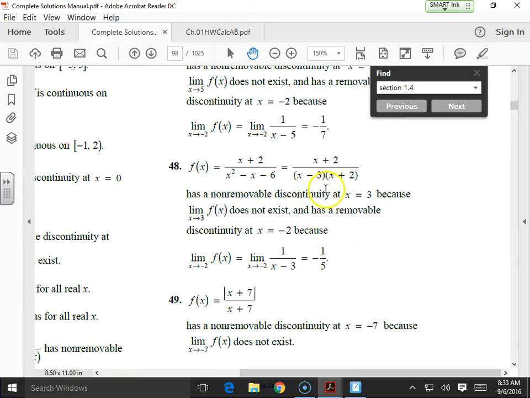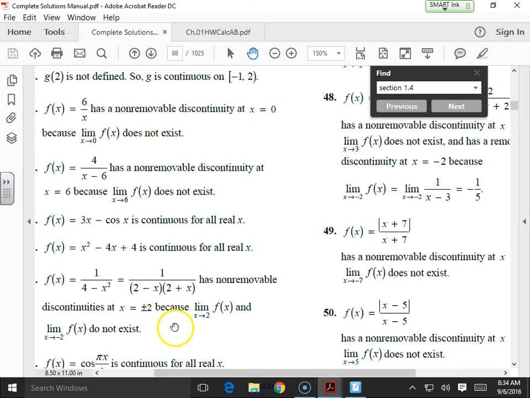Non-removable at 3 because you can't cancel at 3. But removable at negative 2 because you can factor that out. Long story short, if the limit is a constant, it's removable. This one up here, the limit is a vertical asymptote. So 3 is non-removable, negative 2 removable. Next one, 54.